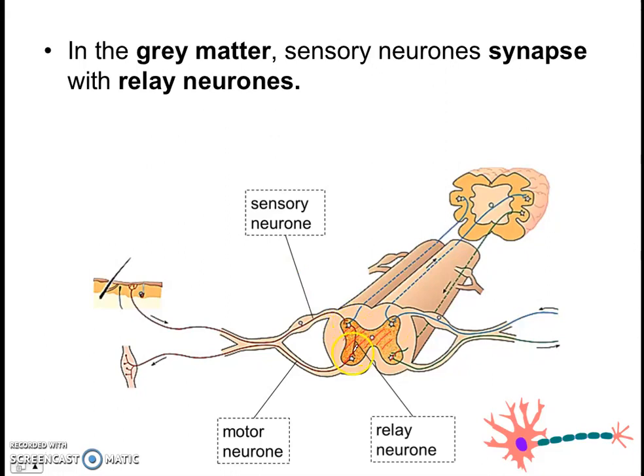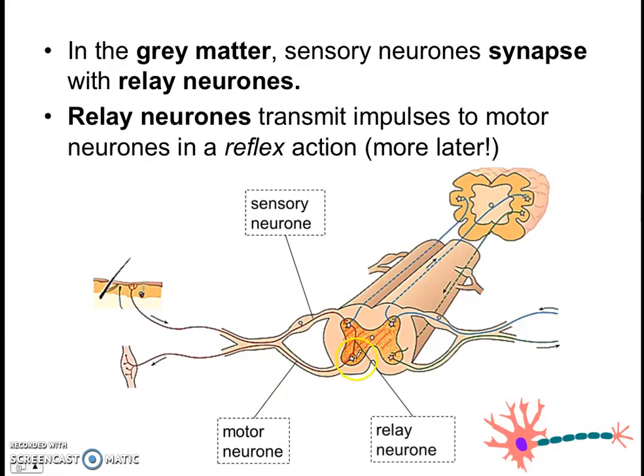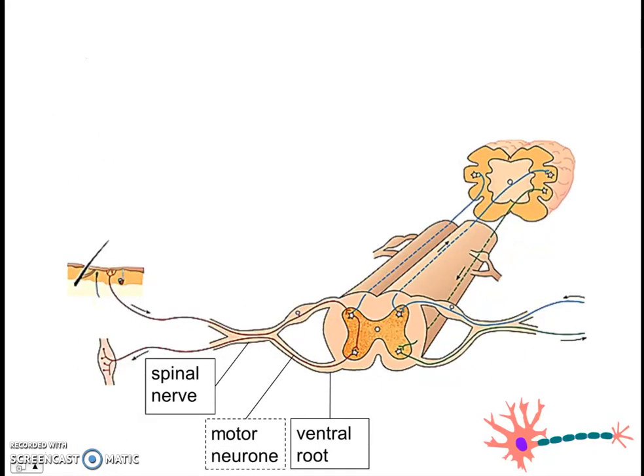And the relay neuron then carries and transmits nerve impulses to a motor neuron. So there's another synapse here where the relay neuron passes information to the motor neuron. Now this is a very direct connection, right? So from the sensory to the relay to the motor. And we will see later that this is involved in reflex actions, right? In another video, in the next video. So what happens next? Well, the motor neuron here would transmit nerve impulses to the effector, right, to the muscles.